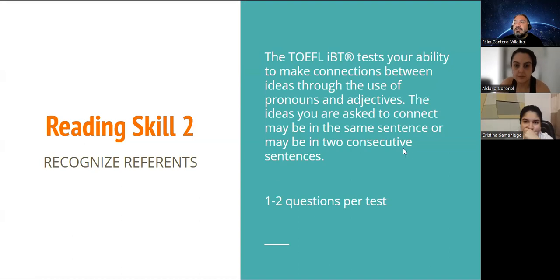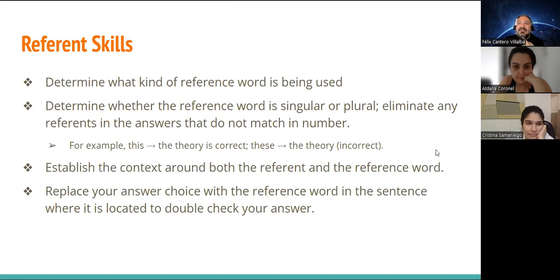Particularly for all of us who speak this brand of Spanish where we don't use reference very well. The references are either overused or underused in our Spanish. So references are like it, them, etc. So the lo in Spanish, right? So it's important for us to practice it. So what are our referent skills?